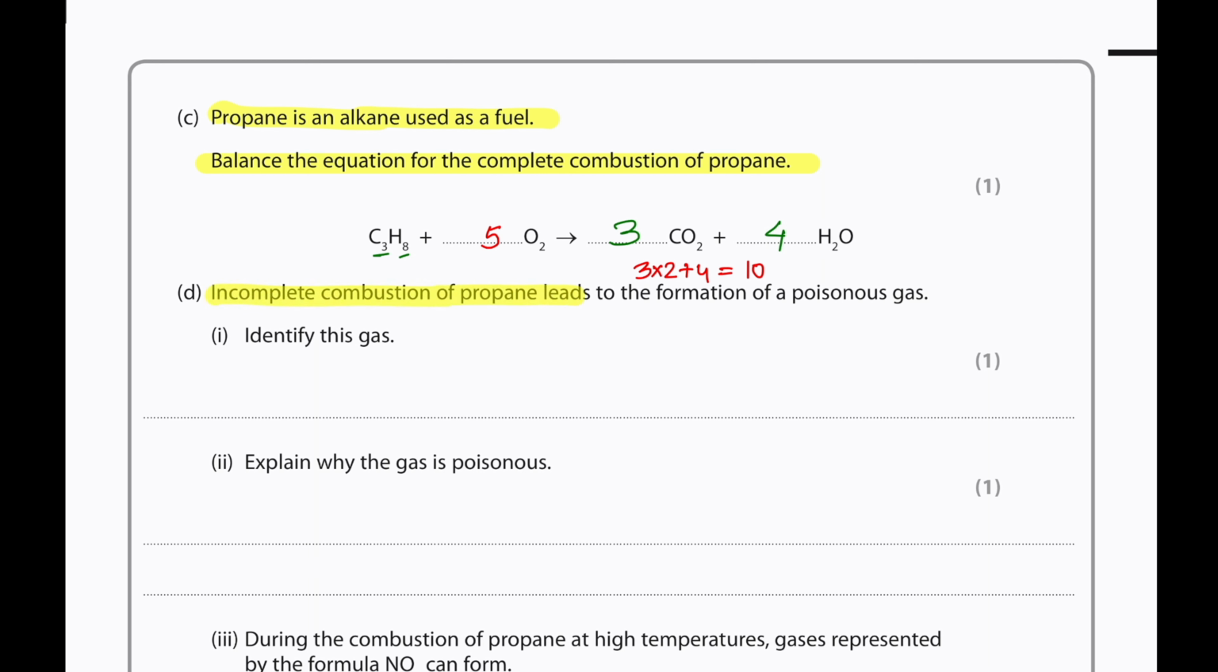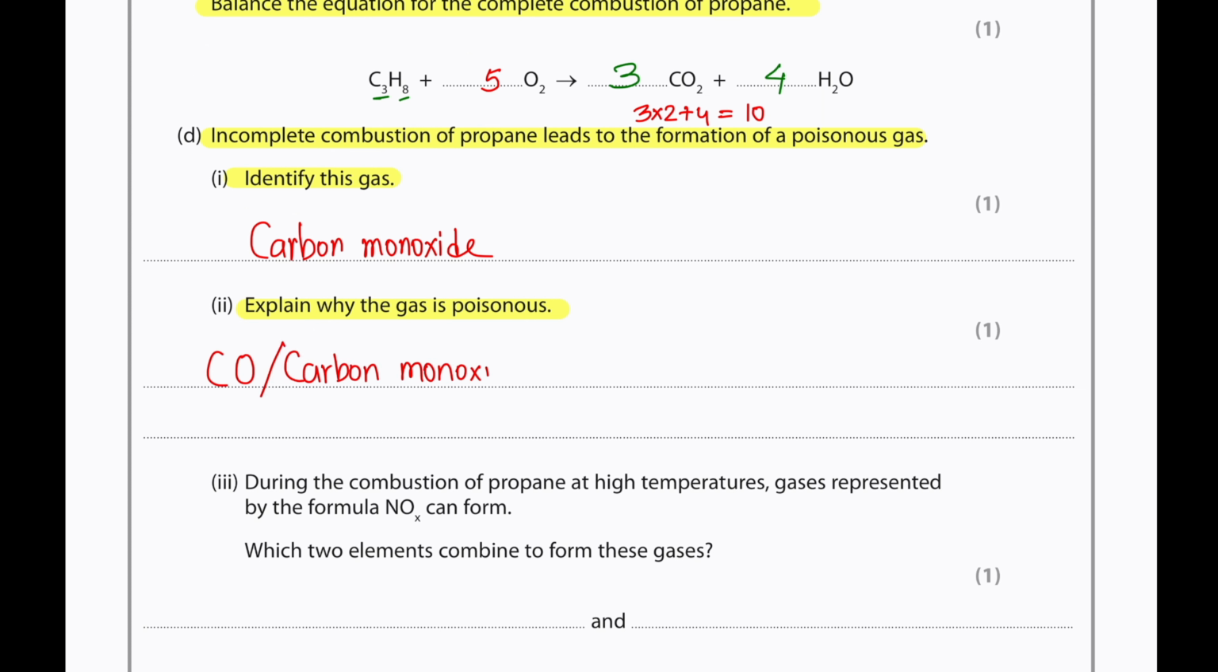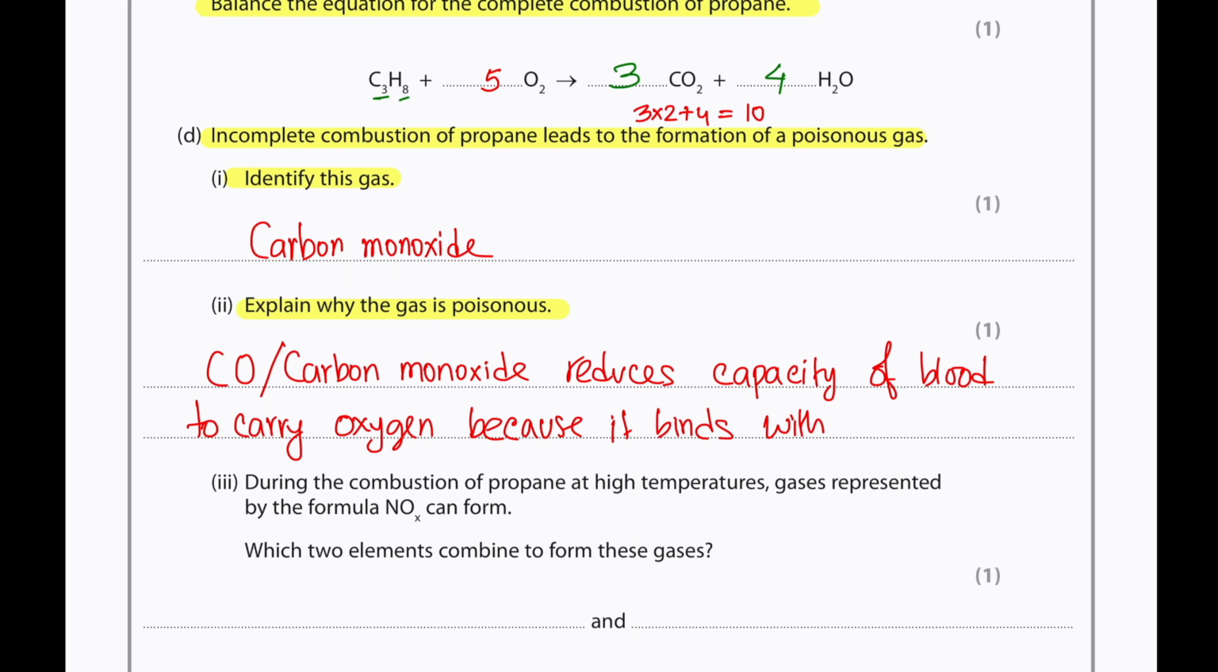Incomplete combustion of propane leads to the formation of a poisonous gas. Identify this gas. The poisonous gas is carbon monoxide. Explain why this gas is poisonous. Carbon monoxide reduces the capacity of the blood to carry oxygen because it binds with hemoglobin irreversibly.